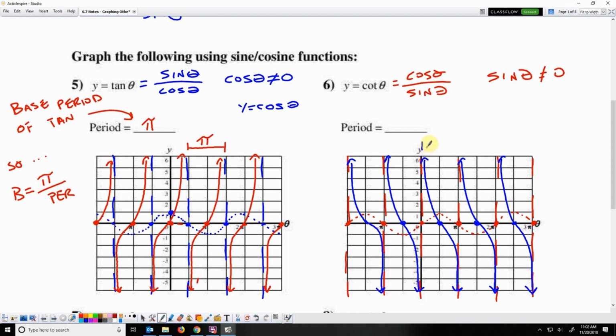Here is the horizontal distance of one cycle, and once again, it is pi. So for tangent and cotangent, the base period is pi.